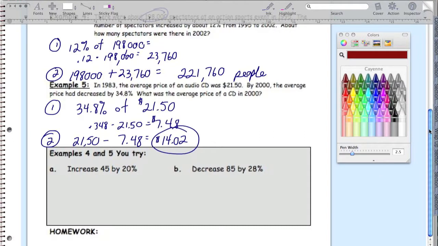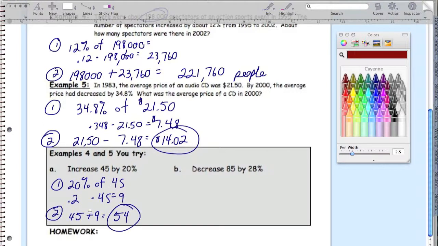Okay? Now in these last two, examples 4 and 5 you try, they're just telling us something increased or decreased. They aren't telling us the whole scenario. But we know it's an increase, so first step, increase 45 by 20%. First step is to find 20% of 45. So 0.2 times 45, which is 9. And then the second step is to add that 9 to the original. The original was 45, we're going to add 9 to it, so 54. And I knew to add it because it says increase.